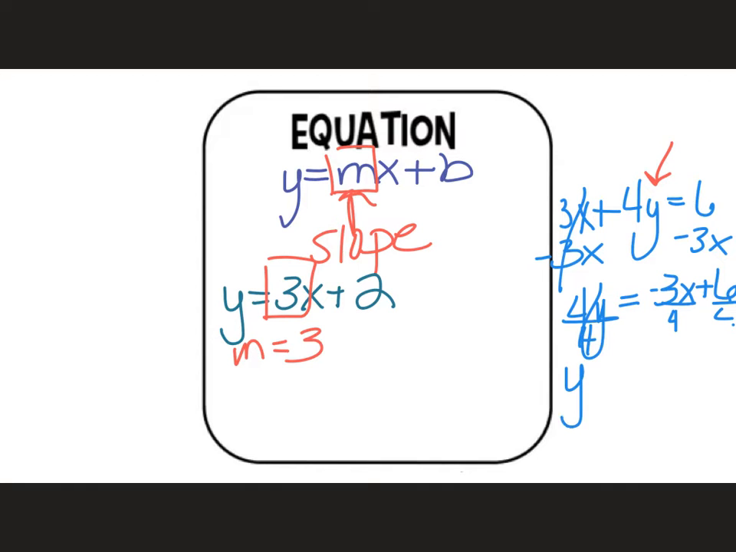So y equals negative 3/4 x plus, both of them are divisible by 2, so that would be 3/2. So in this case, your slope is going to be negative 3/4. So m equals negative 3/4. So you can see here that finding slope from an equation is something you've already kind of been doing. You just have to locate it in the equation.